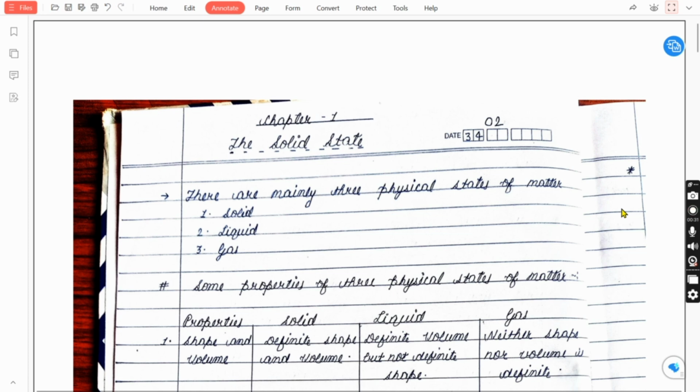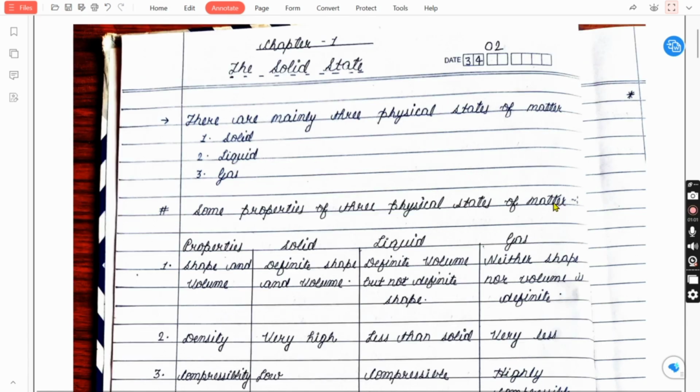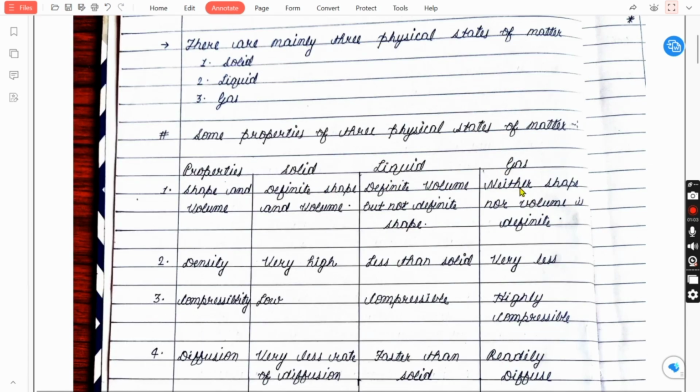To start with, here I am sharing the handwritten notes to help you all. The very first thing that we also know, and which we have learned in our basics, is that there are three physical states of matter. We have solid, we have liquid, and we have gas. In this chapter we will be particularly going through the solid and then comparing it with the liquid and gaseous states. To start with, the basic physical properties of each of the solid, liquid and gas.